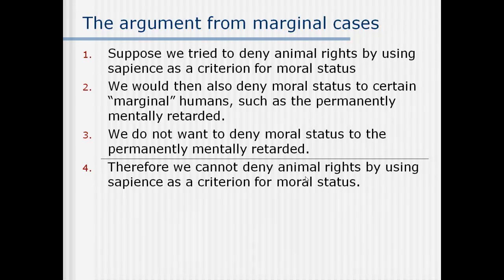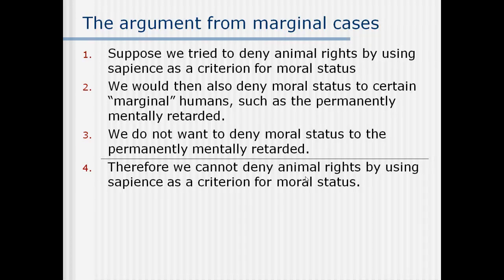Well, if you did that, you would also have to deny moral status to certain marginal humans. That is, you can find someone out there who is biologically human who doesn't do the things that pigs don't do. That is, has the same level of mental functioning as an animal. The permanently mentally retarded, right, may not be able to talk or vote or do all the higher cognitive things that some people think are so important for moral status. But look, you'd really have to be a monster to say that the permanently mentally retarded have no moral status, right? Well, if you want to say that the permanently mentally retarded have moral status, then you also are blocked from denying animal rights by using sapience as a criterion for moral status.